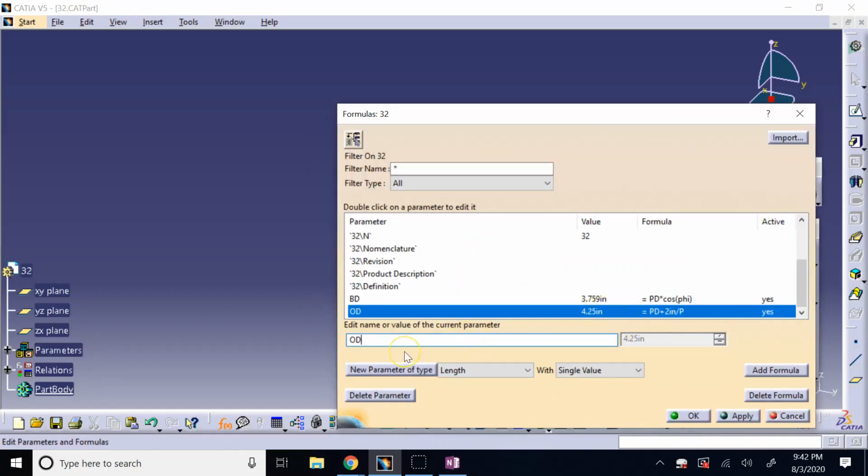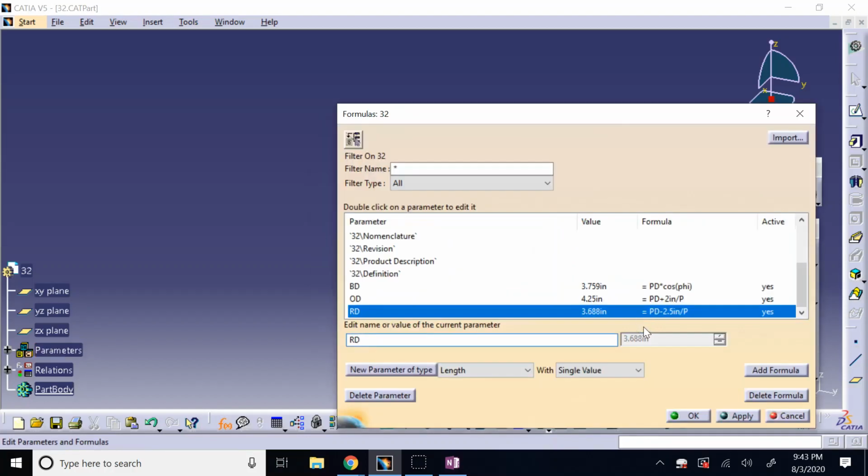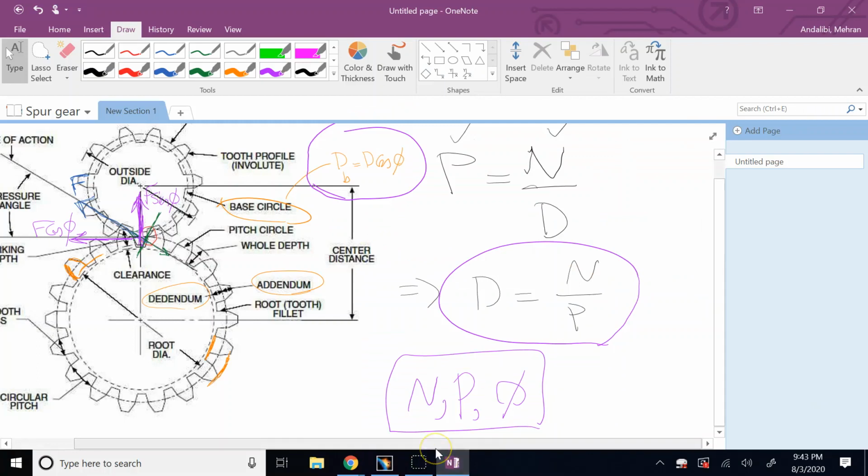Okay, so I got that one, and finally I get one more, and this is going to be the root diameter, we call it, or the dedendum diameter. And this root diameter is going to be the pitch circle minus 2.5 inch divided by p. There we go.